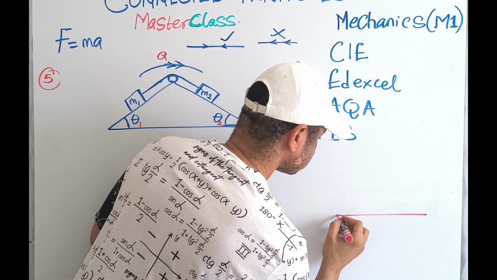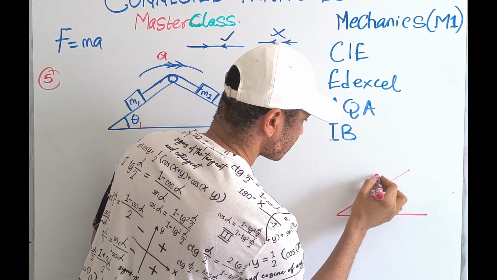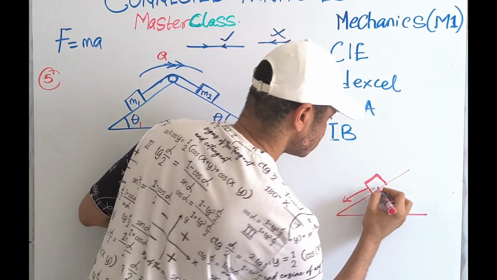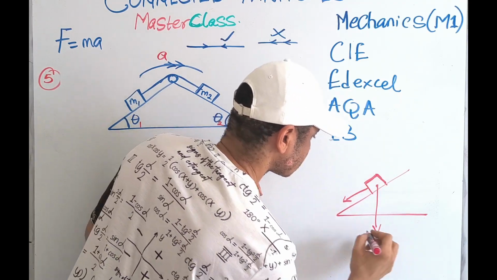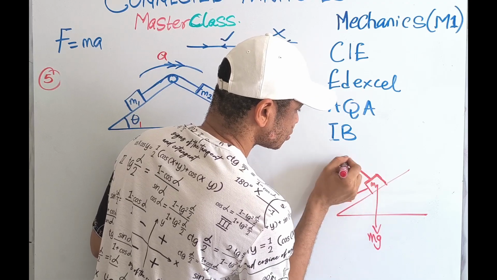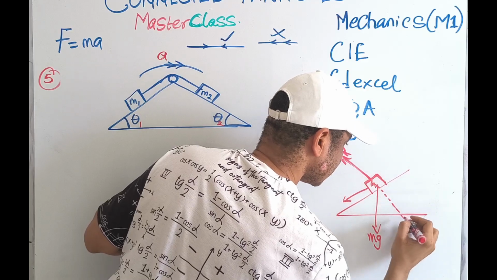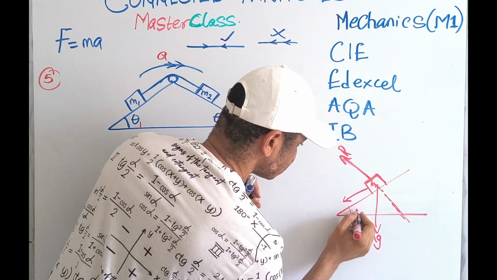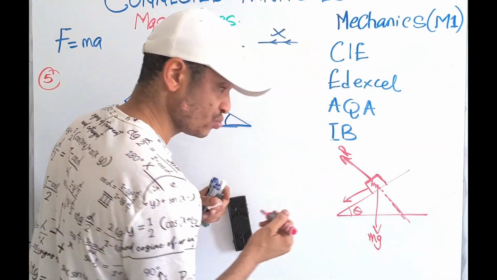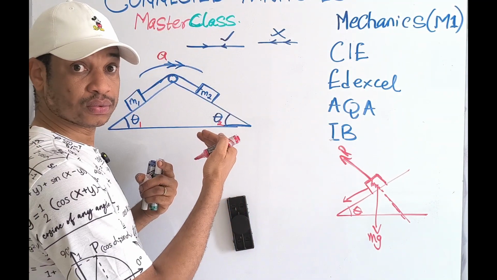Now for inclined plane, this is what I have. If I have a particle here, there's a force that will bring this particle down. So normally we do this. This is the weight of the particle, mg. And this is my normal reaction, R. Action and reaction are equal. So if this is theta, I think I proved this in one of my videos. I'm just doing a refresher. If you understand this, you can fast forward the video.